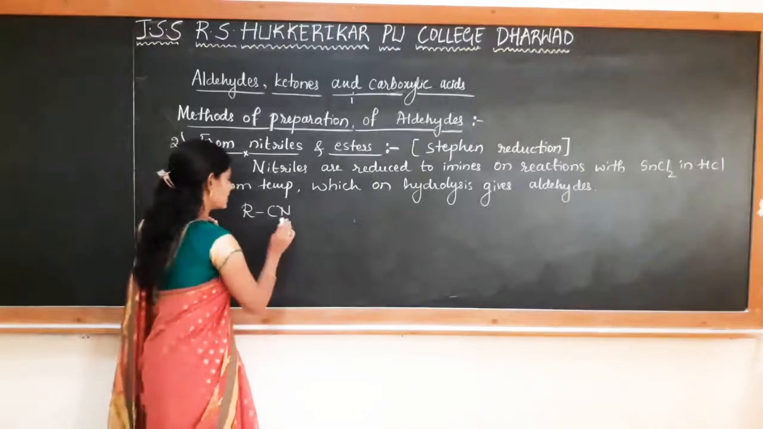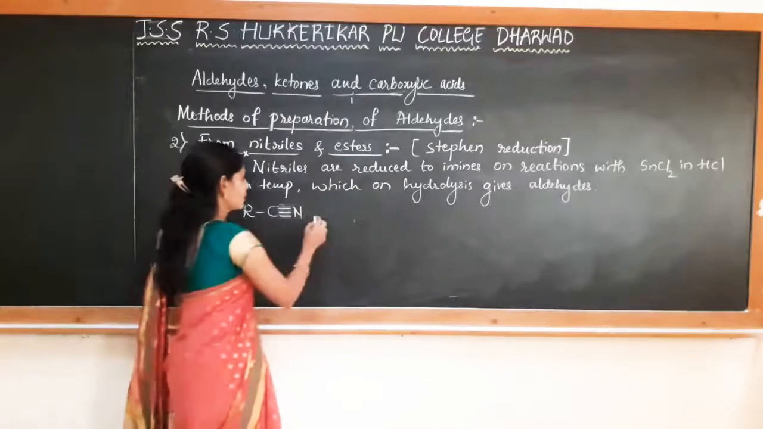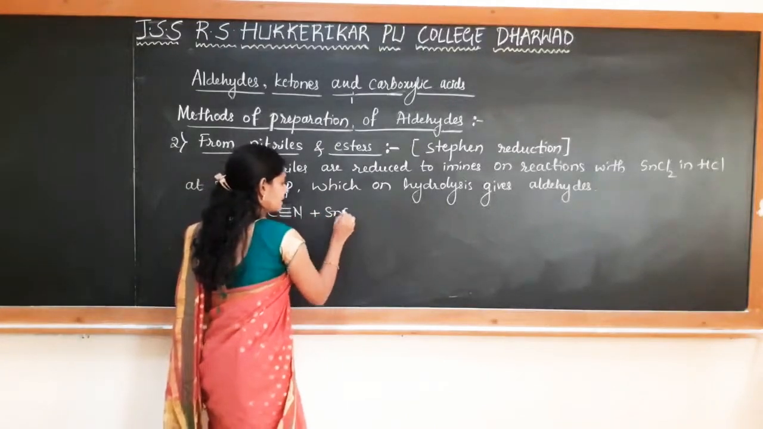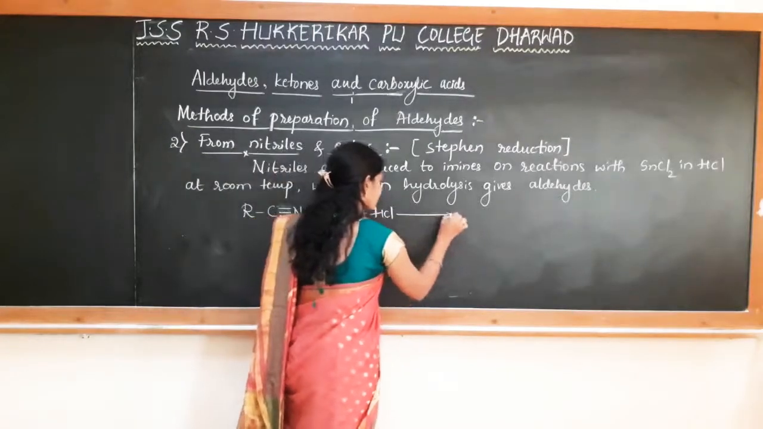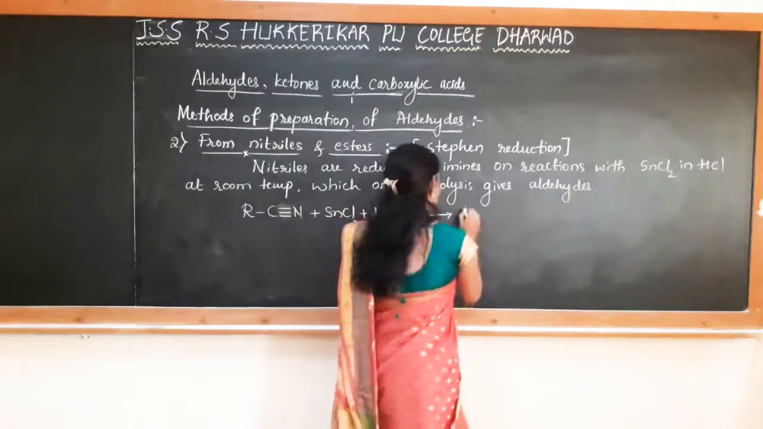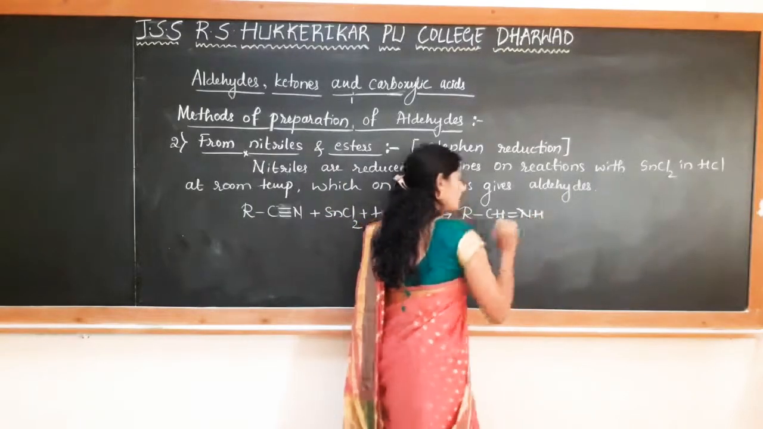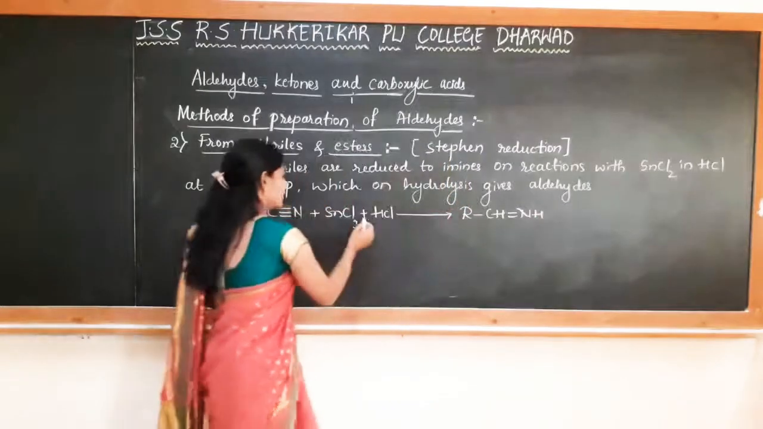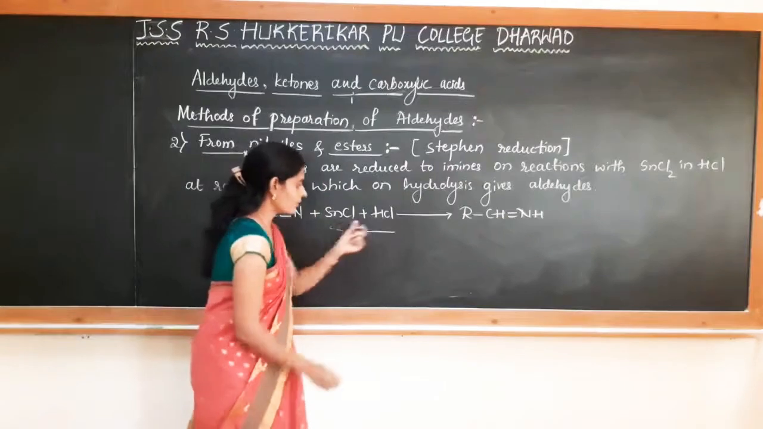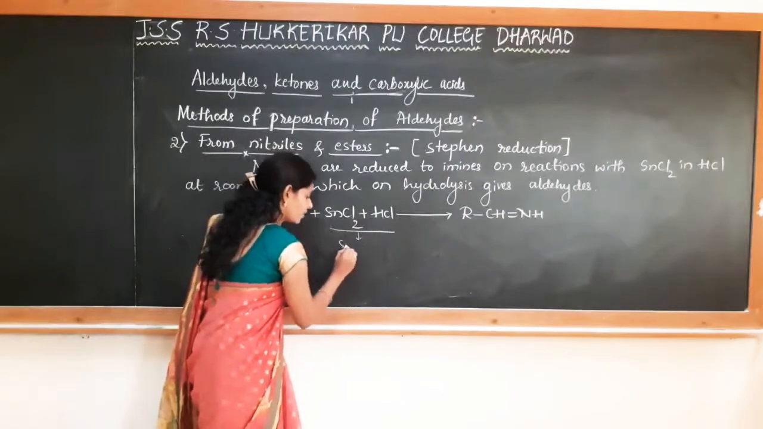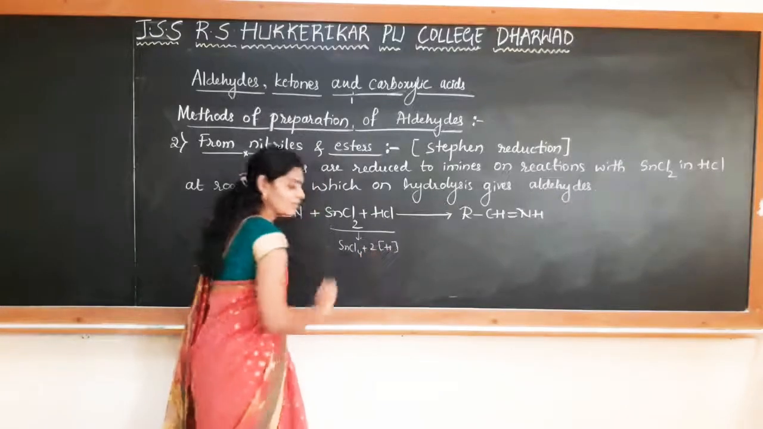So when this nitrile, here there is a triple bond between carbon and nitrogen, right? When this is treated with stannous chloride in presence of HCl, it undergoes reduction to form imines. Imines are represented like this, RCH=NH. When these two are treated, stannous chloride in presence of HCl, there is a formation of stannic chloride and 2 moles of nascent hydrogens are released.